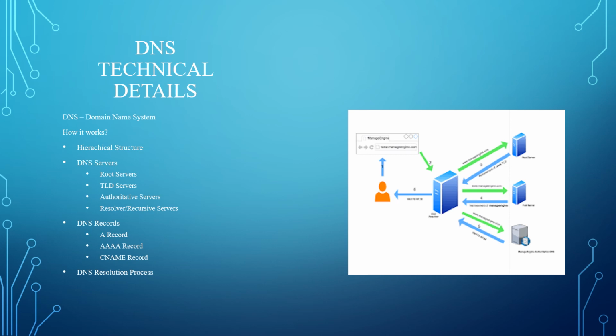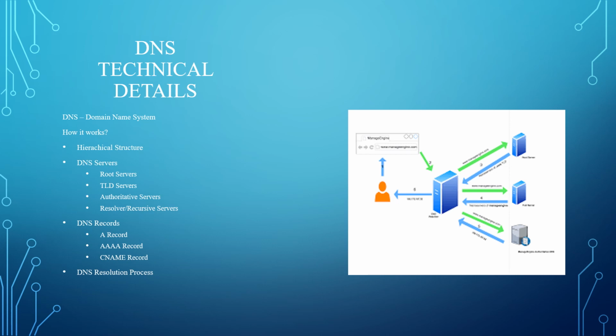DNS servers. DNS relies on a distributed system of DNS servers that store and provide access to DNS records. There are several types of DNS servers, including root servers. These servers store information about the root domain. TLD servers. These servers store information about the specific top-level domains. Authoritative servers. These servers store DNS records for individual domains. Resolver or recursive servers. These servers help resolve DNS queries by recursively querying authoritative servers to find the IP addresses associated with the domain name.